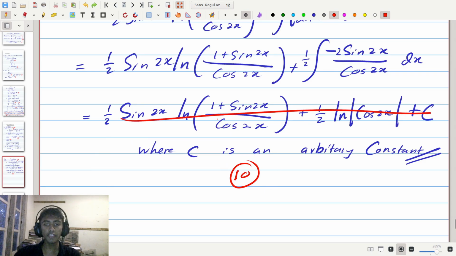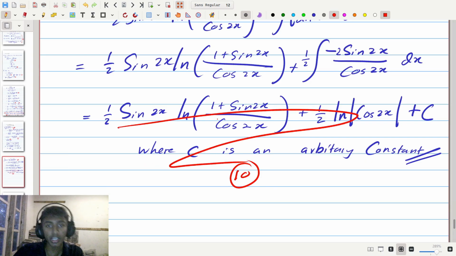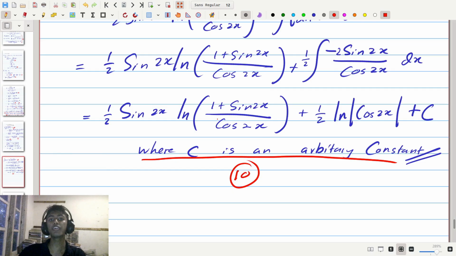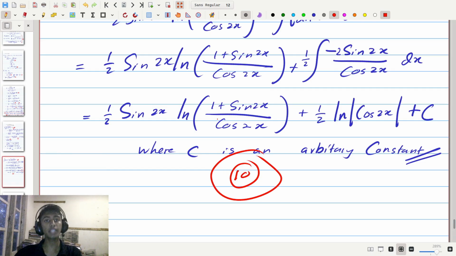So it's probably this bit and this extra line. These are all written in one line, so I can't really tell where exactly the marks are coming from. But writing all of the final answer correctly, including the plus c, and writing that plus c is an arbitrary constant, you get a full 10 marks.